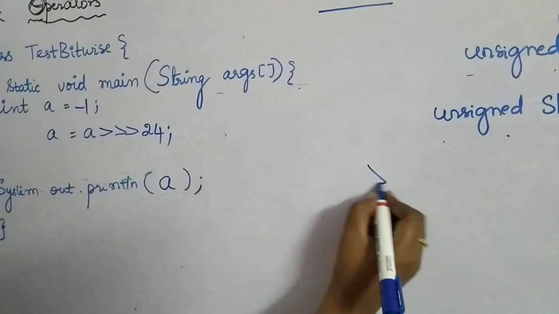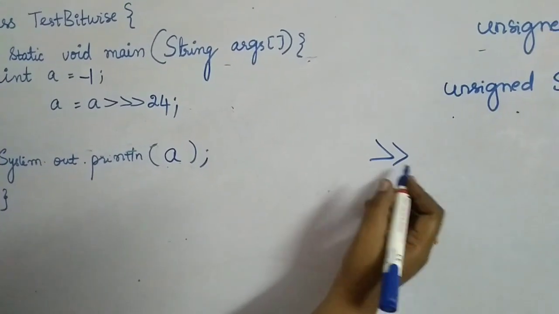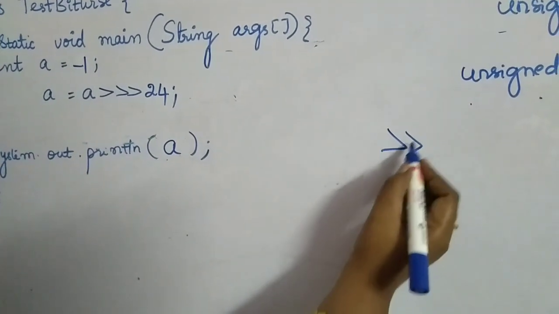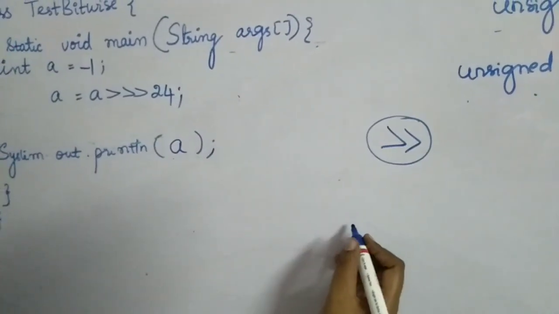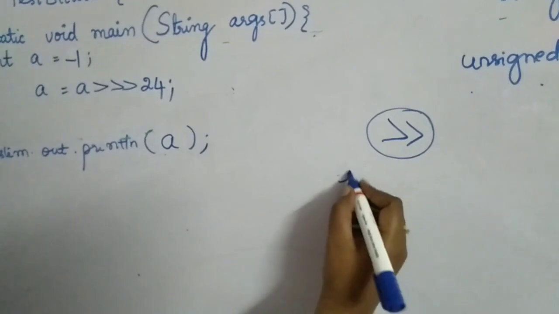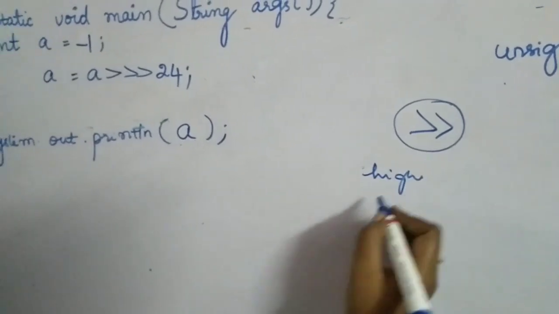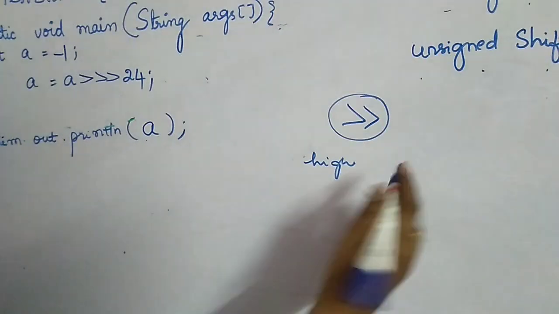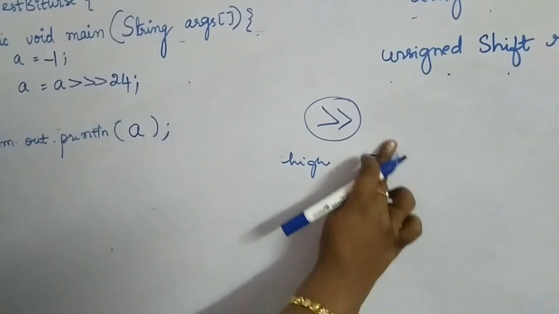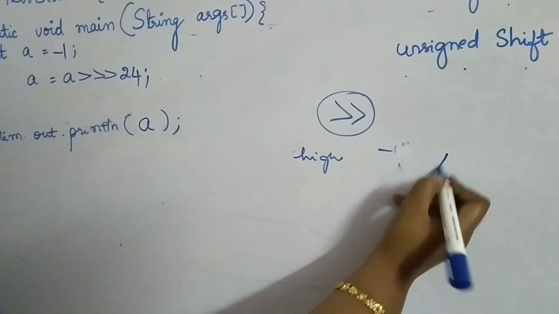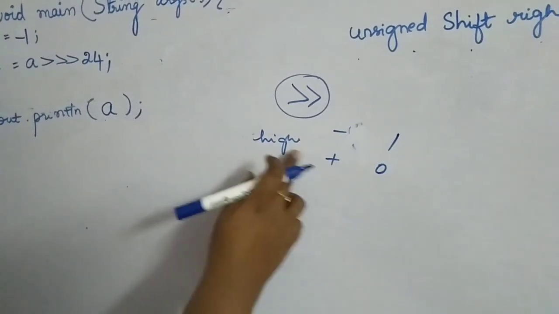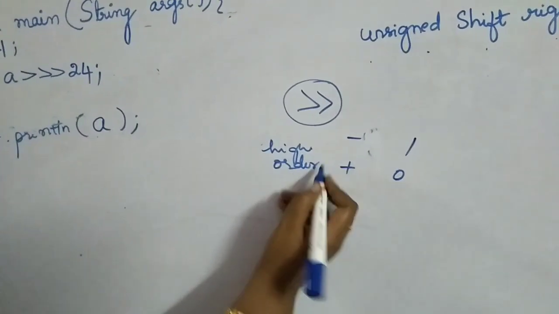We'll just try to recollect what we saw in the right shift operator. In the right shift operator, based on the high order bit, we filled the shifted positions with that particular high order bit. If it is a negative value, we filled it with a 1. If it is a positive value, then we filled it with 0.